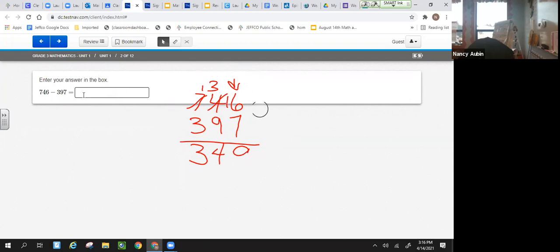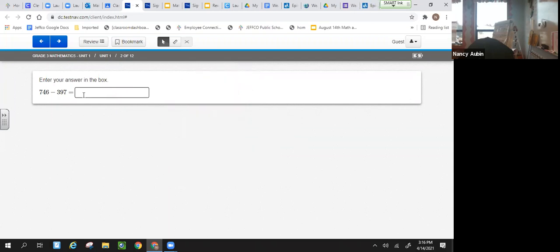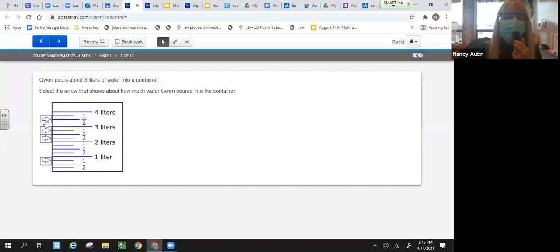If you did not stack it, you may have gotten that wrong. So please stack it and practice checking your work. 349. All right, this one was tricky.